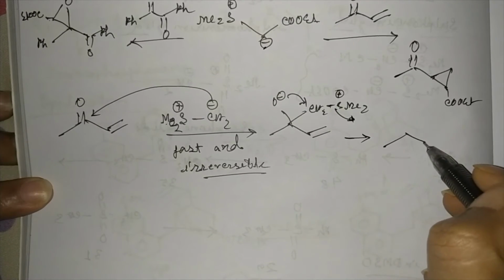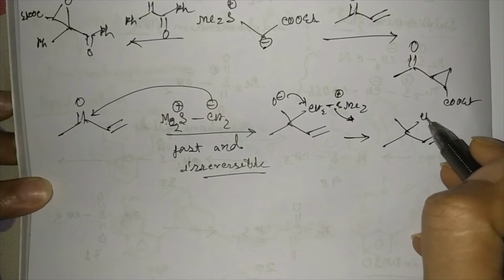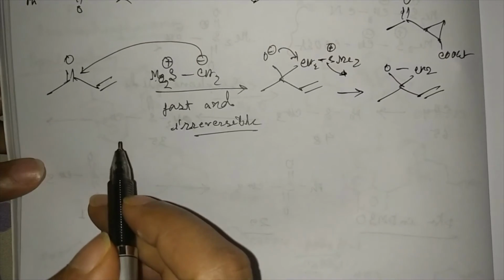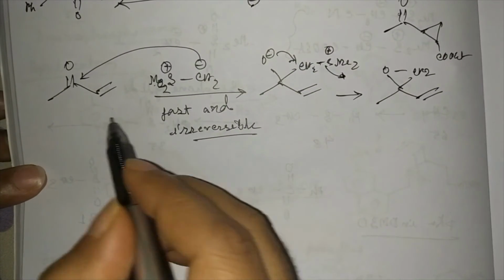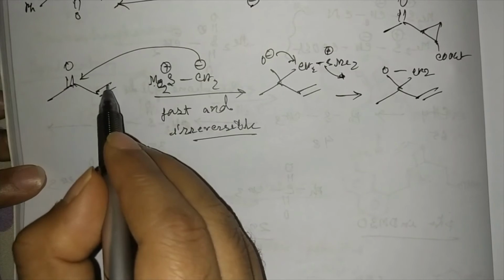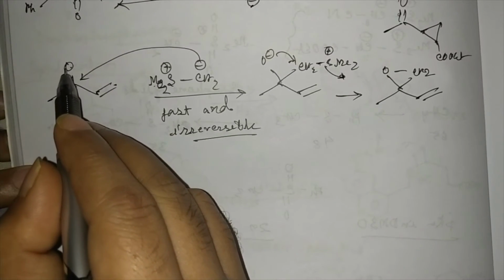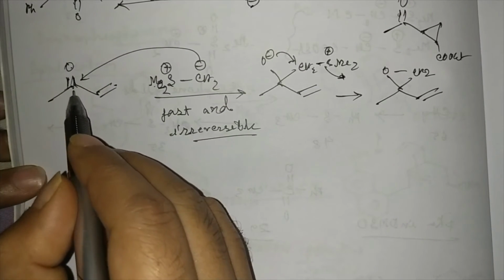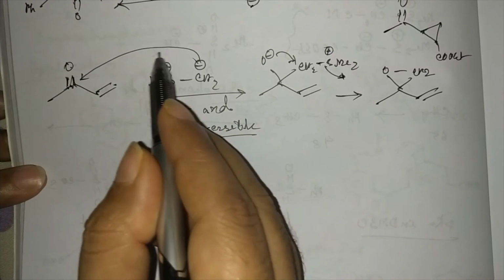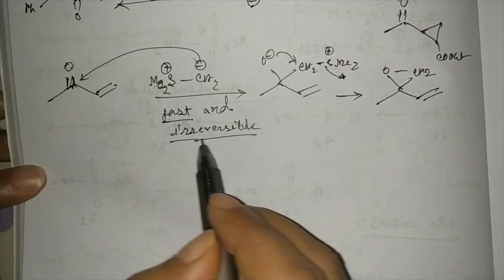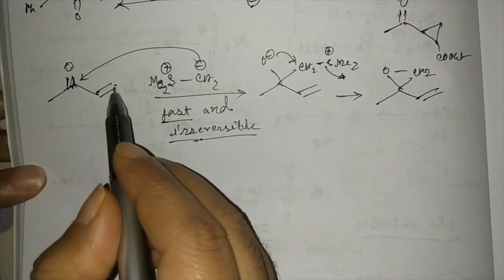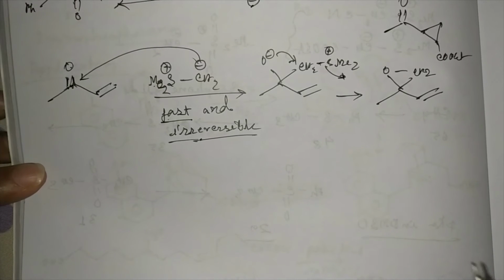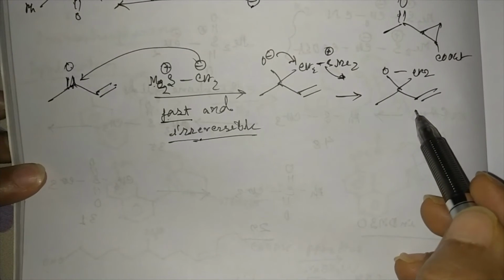So the product will be an epoxide. But why will it not attack at this position? Because this is more electrophilic than this position, because here the oxygen atom is directly connected, so it will mainly attack this position, this carbonyl group. So this 1,2 addition will take place in a fast and irreversible manner. On the other hand, the reaction will take place here also, but it will be very slow, so the product will end up as an epoxide.